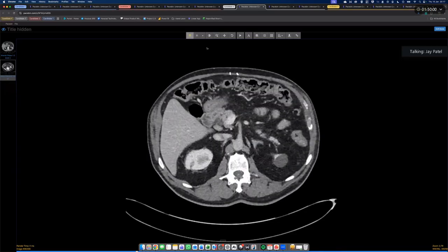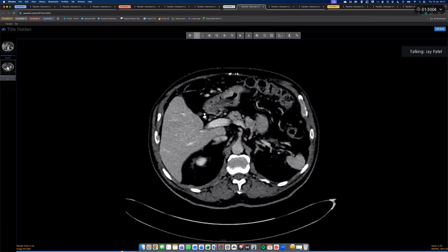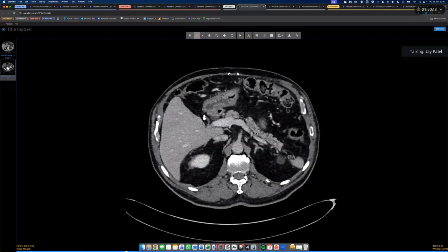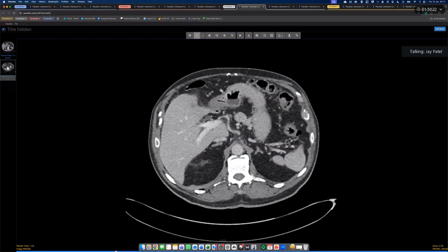And so as you scroll, and maybe if you window, you will suddenly see this very ill-defined area here. That is a pancreatic tumor. Don't know if it's adenocarcinoma, don't know if it's neuroendocrine, probably an adeno, but I don't know at this stage. So once I've spotted that, then I would go on.